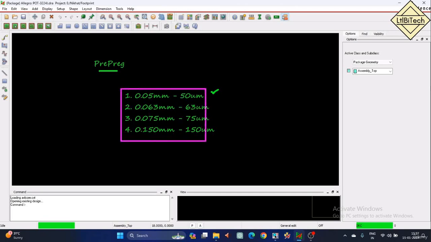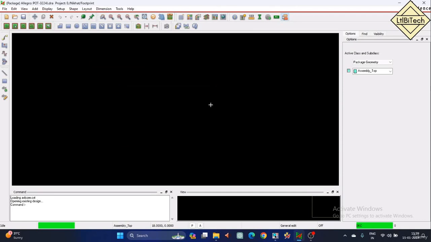So how much pre-preg thickness you need to use in your 4-layer stack-up. For a 2-layer, we don't need it, the pre-preg is not required. For a 4-layer, 6-layer, 8-layer, whenever we discuss the layer stack-ups, I am going to discuss in detail how many pre-pregs and what thickness of pre-preg we need to use in the PCB stack-up. So this is all about copper thickness, core thickness and pre-preg thickness. Now in the next session we will discuss the PCB thickness.